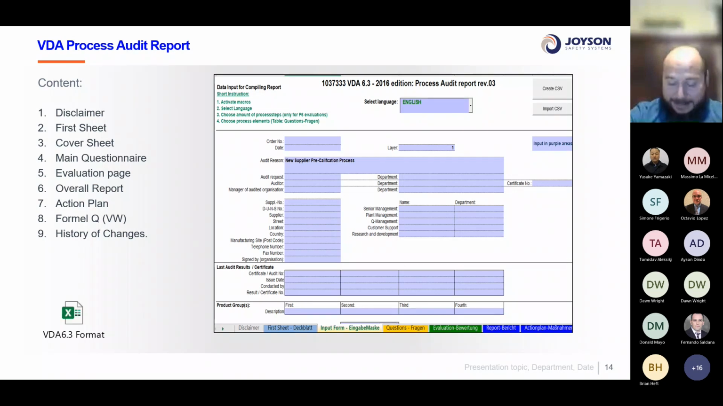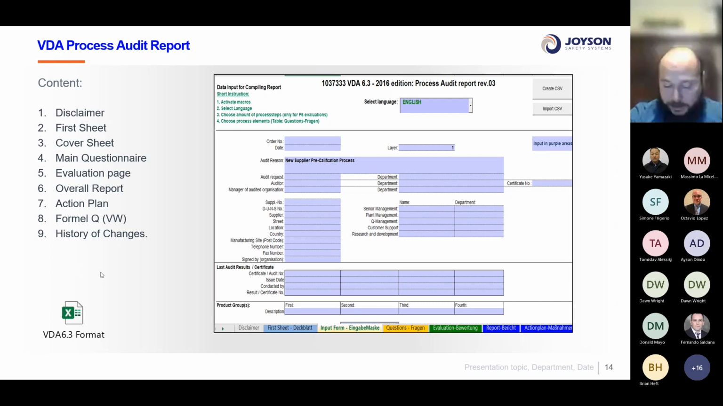Point number 6 is the final, it's not the final, but it's the overall report. The point number 5 is a breakdown of the scoring. The point number 6 is the overall. It will contain the final scoring or qualification result of the audit and general information, such as findings provided, but just in a general manner.